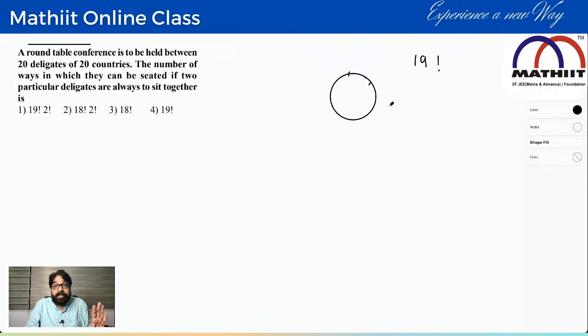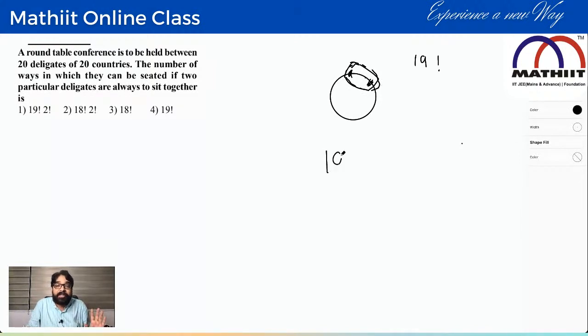If there is no condition, n minus 1 factorial. Now, they are saying there is a condition. The two particular people have to be together always, so make them a single object. This is one object. So in total how many objects become? Out of 20 people, two gone into a box. This box, and the balance is how many? 18. So 18 plus 1, 19.